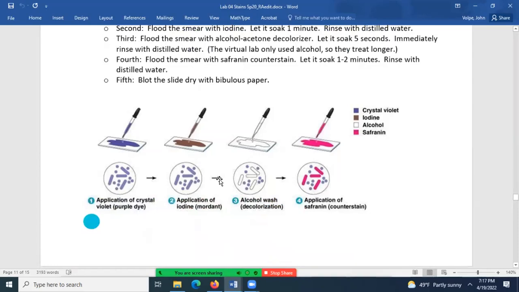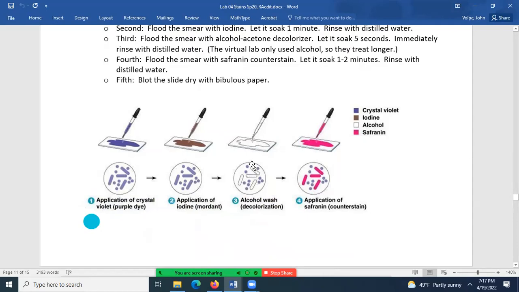And then you flood the area with Gram's iodine. Iodine is a mordant. It intensifies the stain of the crystal violet. And then you leave that for 1 minute. And then you dump off the iodine and then do a water rinse.